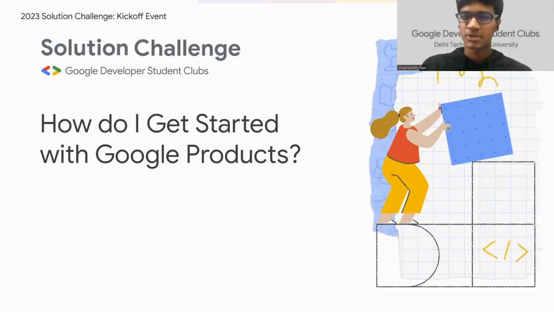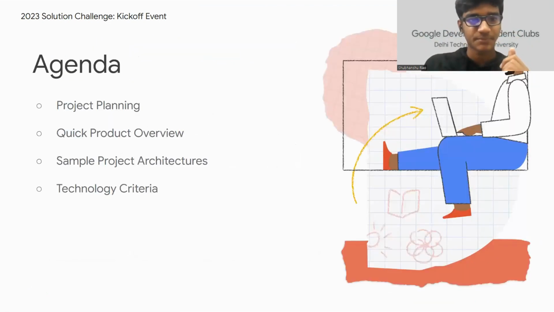Now let's talk about some of Google's products and how they'll help you get started. We'll be talking about project planning and a quick product overview. Then we'll show you some sample product architecture, like how you can plan your solution.